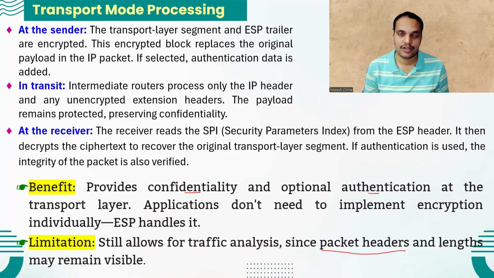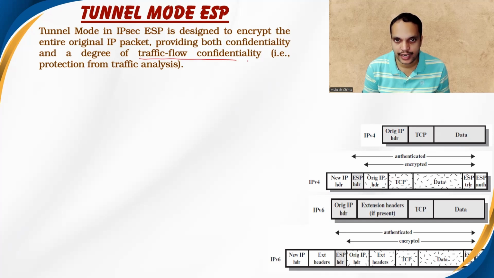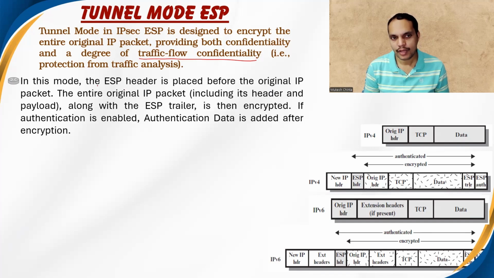This will be changed once you start using the tunnel mode. So what is tunnel mode? Tunnel mode in IPSec is designed to encrypt the entire original IP packet, providing both confidentiality and also a degree of traffic flow confidentiality. So how does it do it, sir? In this mode, the ESP header is placed before the original IP packet.